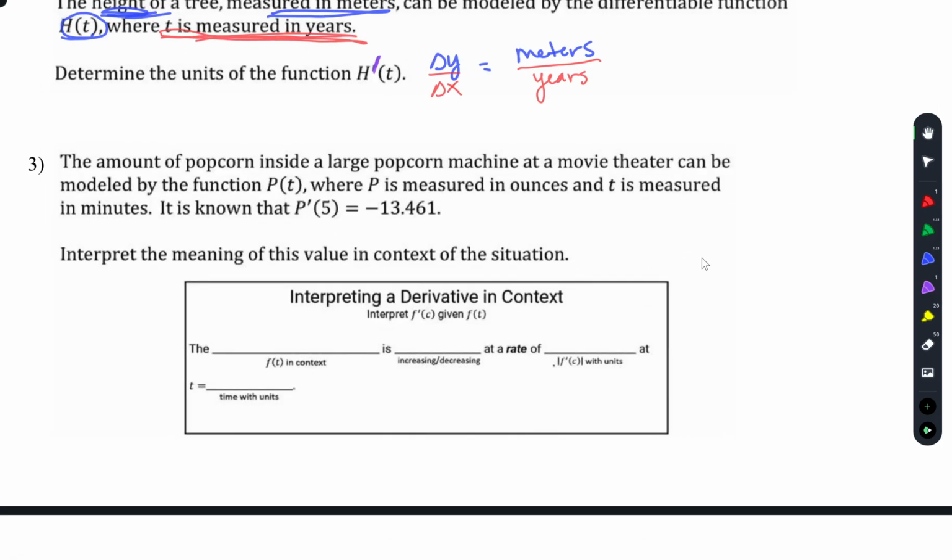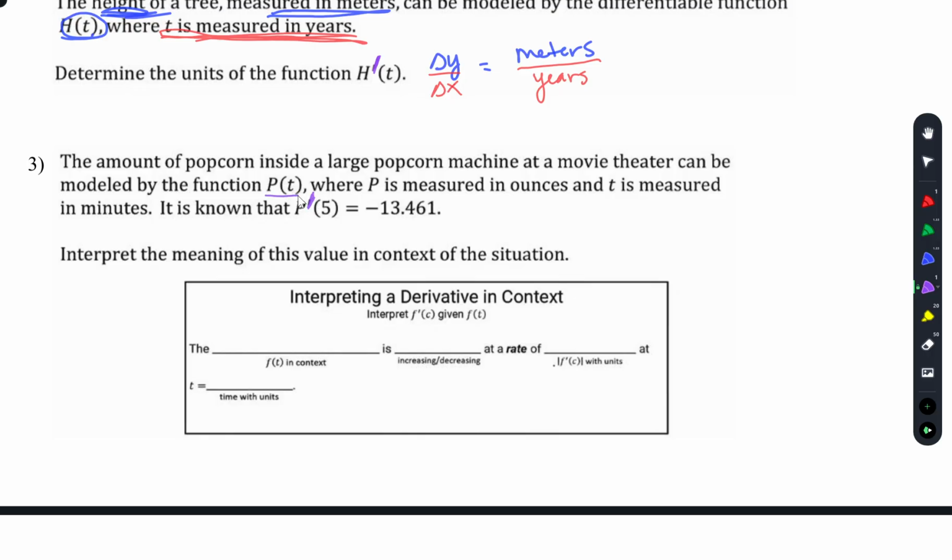Okay, so the amount of popcorn inside a large popcorn machine at a movie theater can be modeled by this function. Clearly, they don't have anything better to do. Where P is measured in ounces and T is measured in minutes, known that P prime of 5 is blah, blah, blah. Interpret the meaning. Okay, so because this is going to be a rate, or I guess I shouldn't say obviously, but it's got the prime on it, you know it's going to be some kind of rate of P.